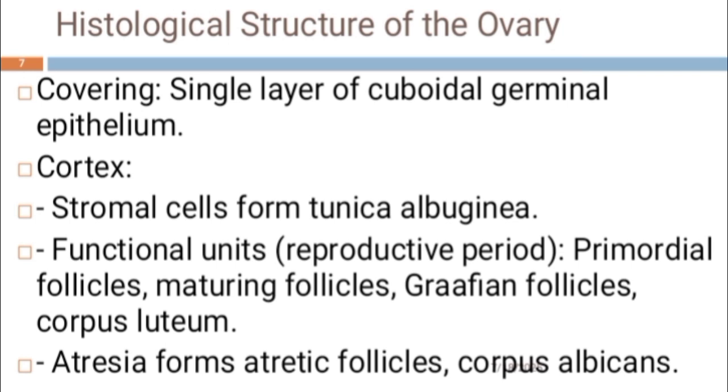During the reproductive period from puberty to menopause, the cortex is a dynamic hub studded with follicular structures, the functional units of the ovary. These include primordial follicles, maturing follicles, Graafian follicles, and the corpus luteum, all critical for sex hormone production and ovulation. Atresia of these structures leads to atretic follicles or corpus albicans.